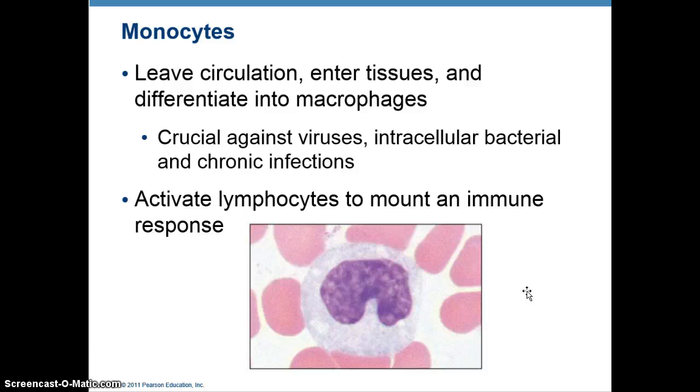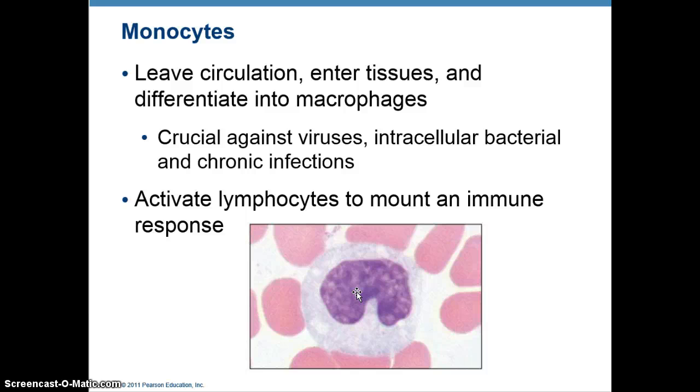Next agranulocyte is the monocyte. This is the biggest of all of your formed elements. It's this great big cell with usually this kind of almost puffy M-shaped nucleus. What they do is crawl out of the bloodstream, diapedesis, and enter into your tissues, and then differentiate into different kinds of macrophages. So macrophages are a type of phagocyte.